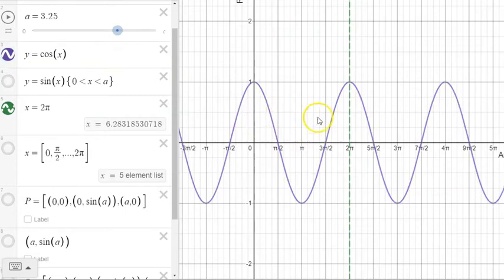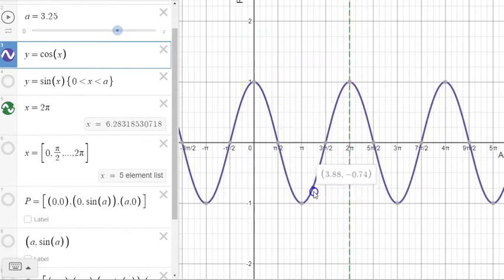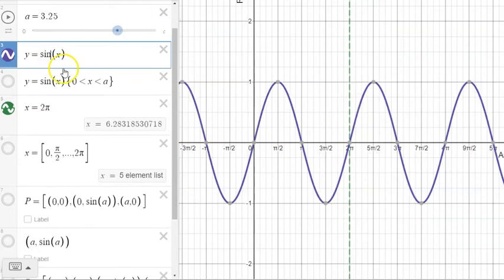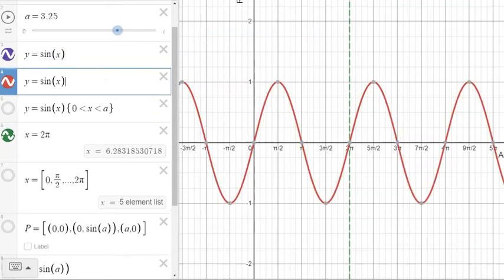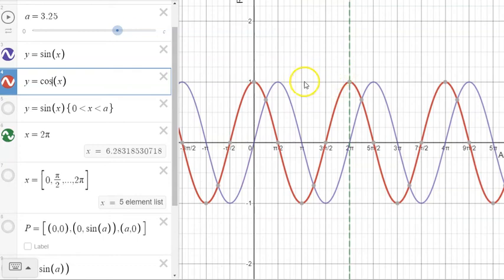So what we can see is the sine and the cosine function. This is the behavior of the cosine function, and this is the behavior of the sine function. Bringing the two together, what we can see is sine and cosine.